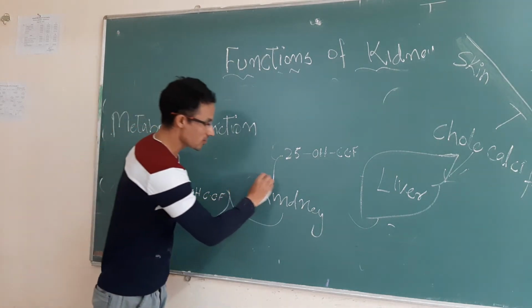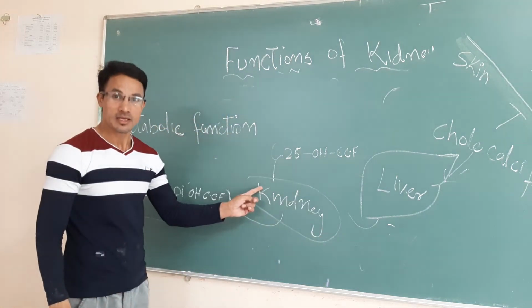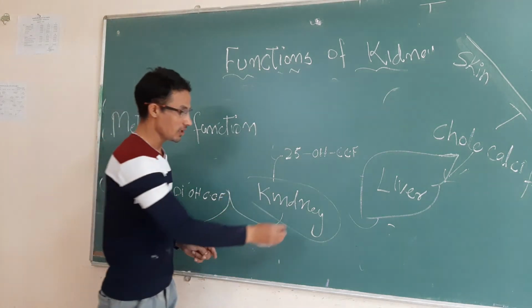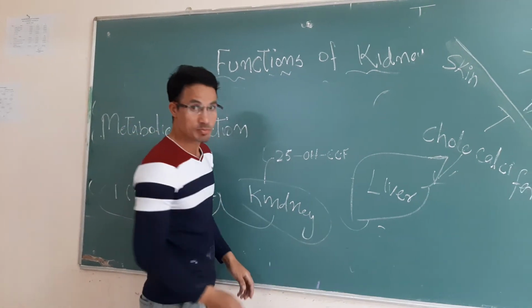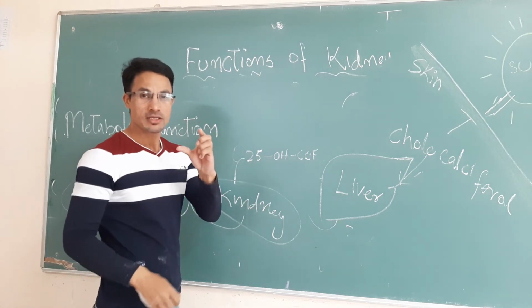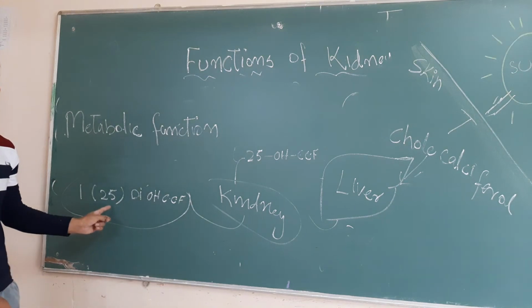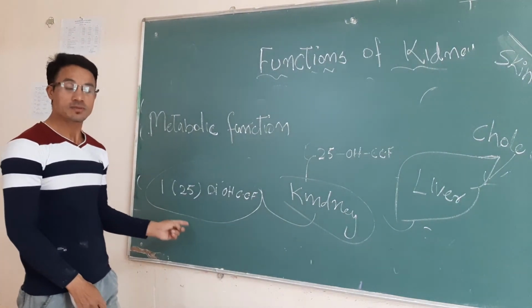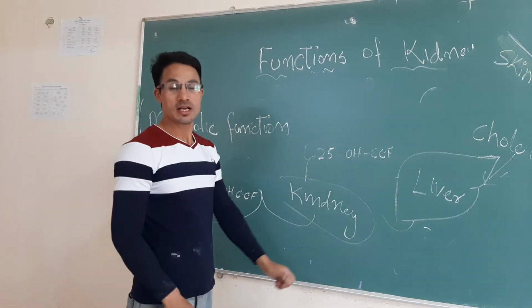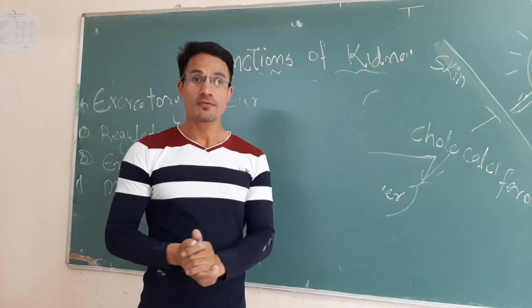The question is where the vitamin D is converted. There is a special part of the nephron, known as the proximal convoluted tubule, where the active vitamin D is formed. This was about the functions of the kidney.